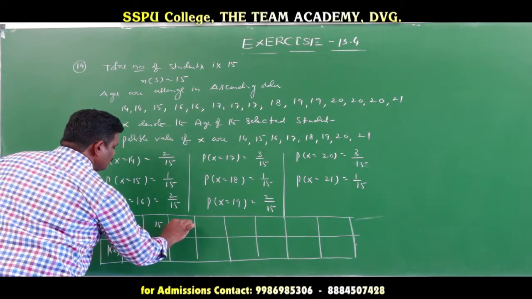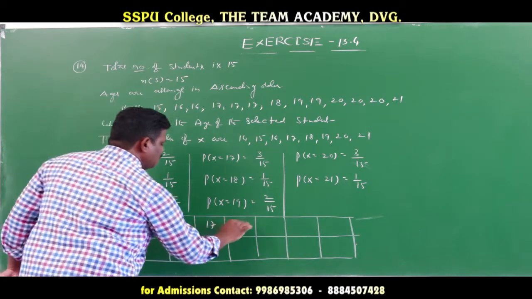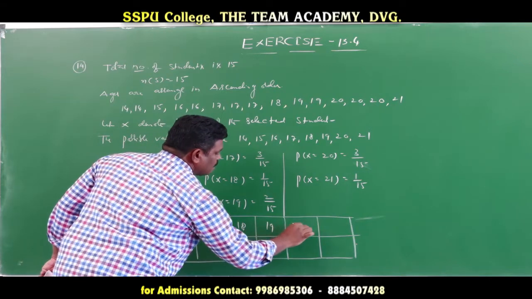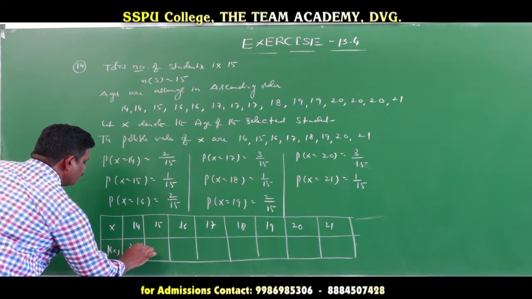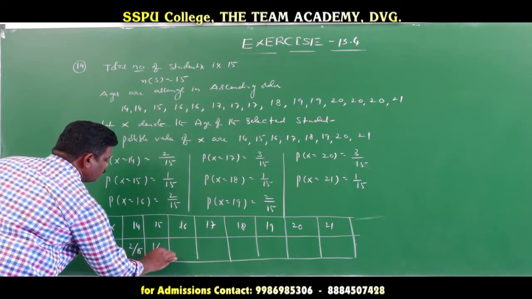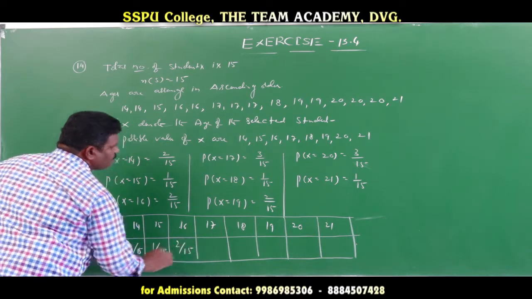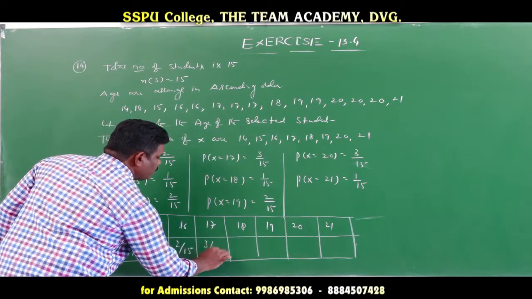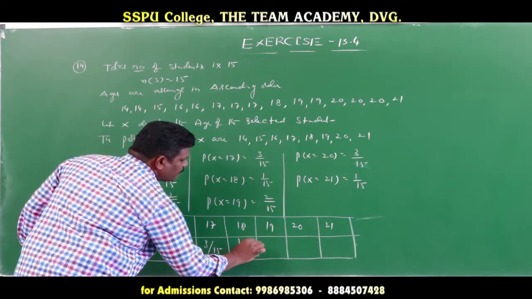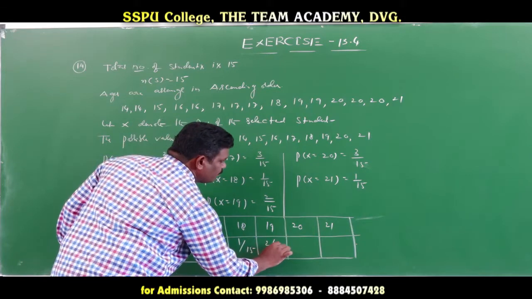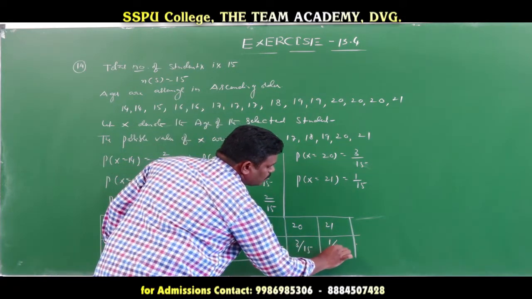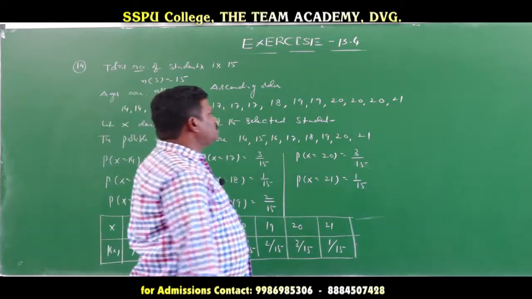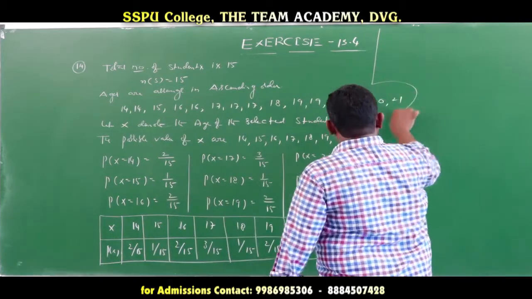The values are 14, 15, 16, 17, 18, 19, 20, 21. The probabilities are 14: 2 by 15, next 1 by 15, again 2 by 15, then 3 by 15, then 1 by 15, next 2 by 15, next 3 by 15, next 1 by 15. So that is the probability distribution table for the given data.